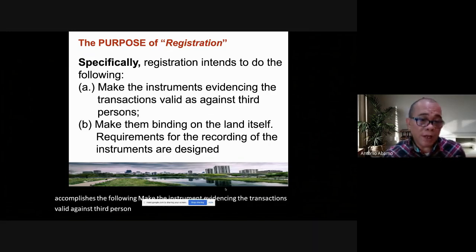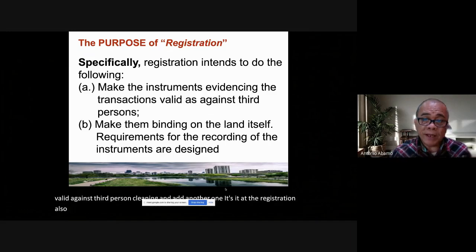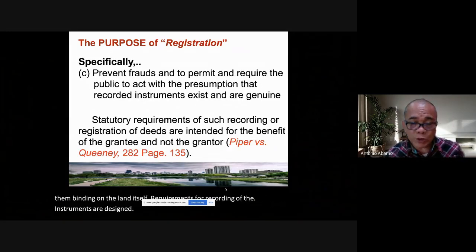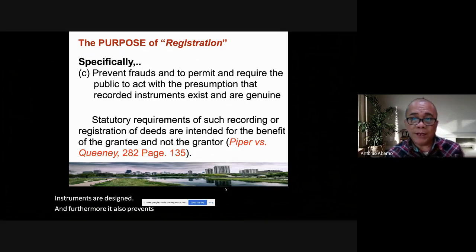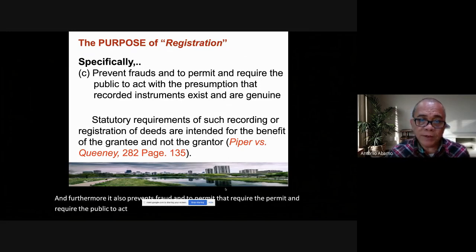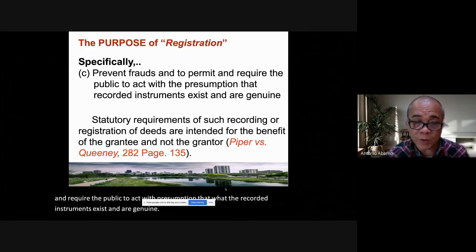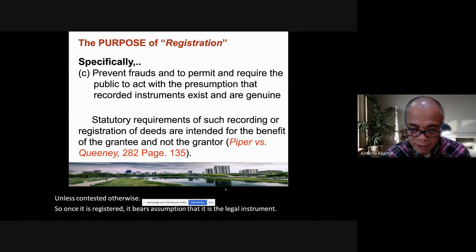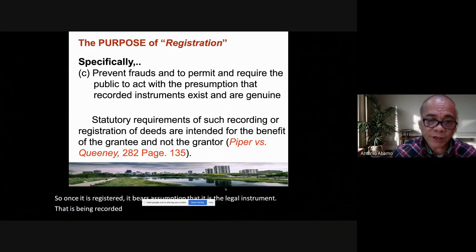And then another one, the registration also makes them binding on the land itself. Requirements for recording of the instruments are designed, and furthermore, to prevent fraud and to permit and require the public to act with the presumption that the recorded instruments exist and are genuine, unless contested otherwise. So once it is registered, it bears the assumption that it is the legal instrument that is being recorded for purposes of ascertaining ownership and silencing all conflicting claims.